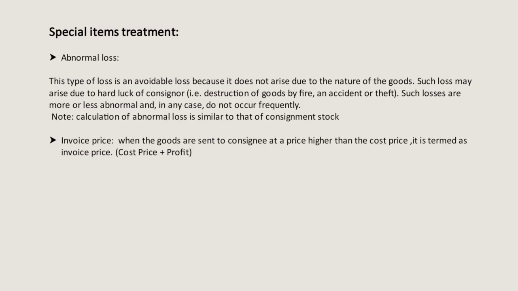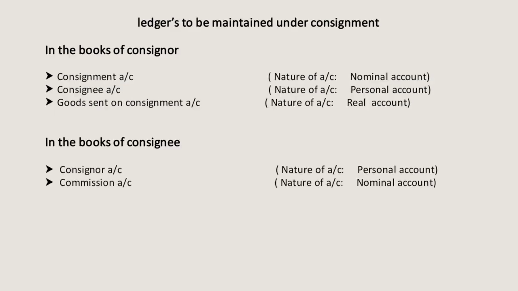So for the calculation of abnormal loss, it is similar to how you calculate the consignment stock. The same calculation is done in case of abnormal loss also. Now, what is the invoice price? Invoice price means when the consignor adds a ratio of profit to the cost price, it is called the invoice price. That is why the unloading of invoice price takes place in order to arrive at the actual profit. So you will have to unload the invoice price when the goods were sent and for the closing stock.